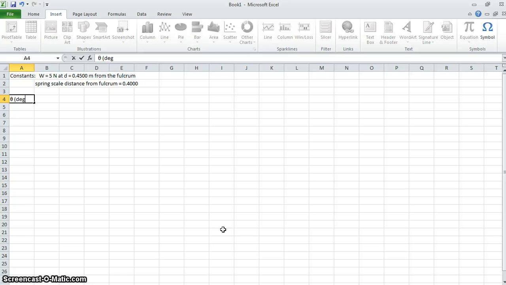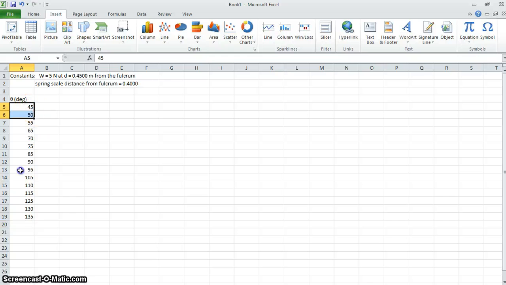Okay, so for this, my angle, theta in degrees, I did the following angles: 45, 50, 55, 65, 70, 75, 85, 90, 95, 105, 110, 115, 125, 130, and 135. So I have 15 data points.